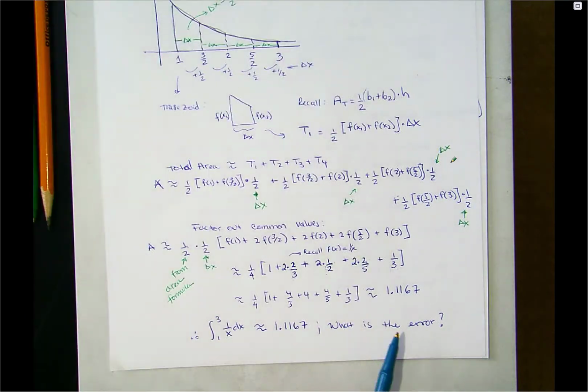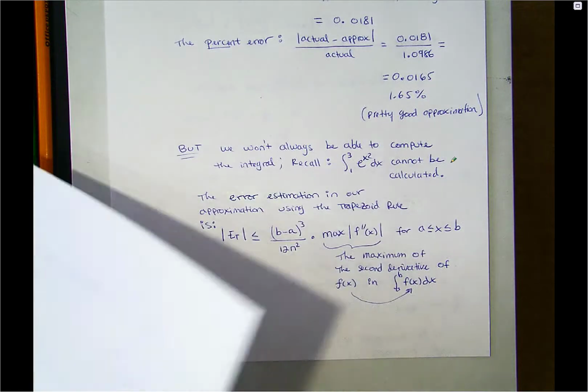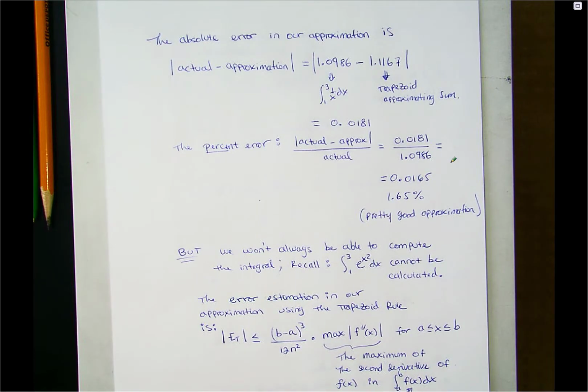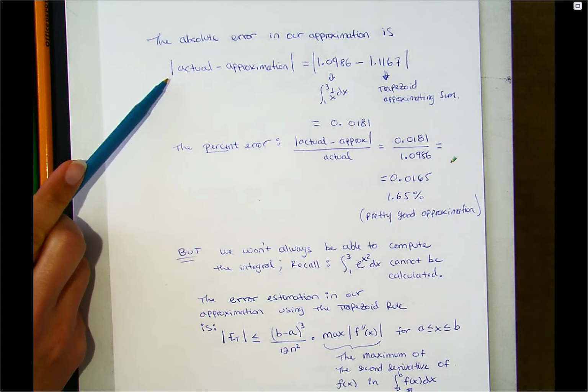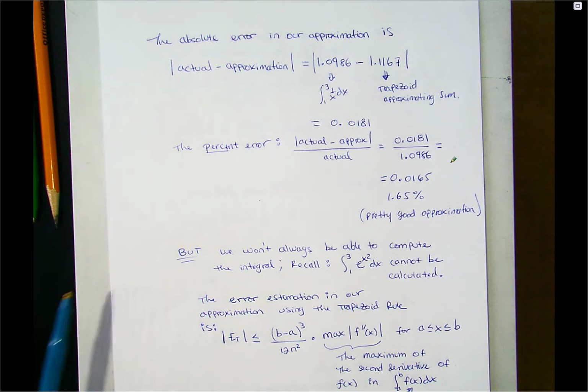So my question is, what is the error? And there are a couple things we can do. We can find the absolute error in our approximation, which is the absolute value of the actual minus the approximation. The reason we do the absolute value is because sometimes you're going to overestimate and sometimes you're going to underestimate, but we just want to know the size of the error.